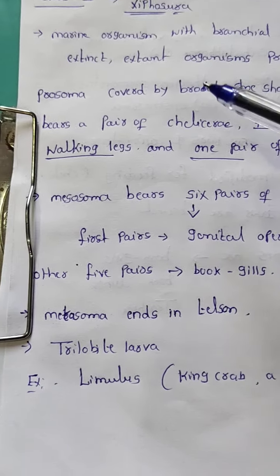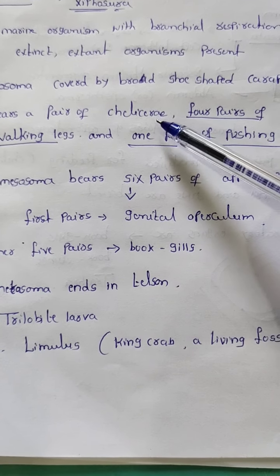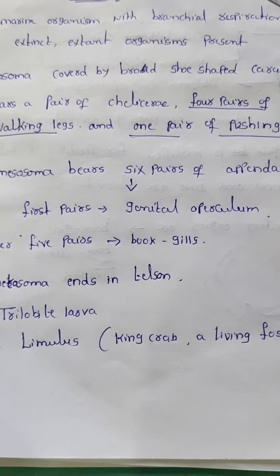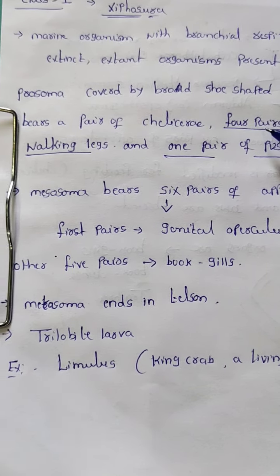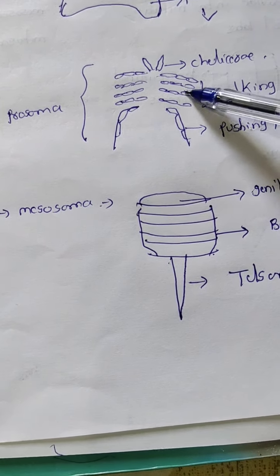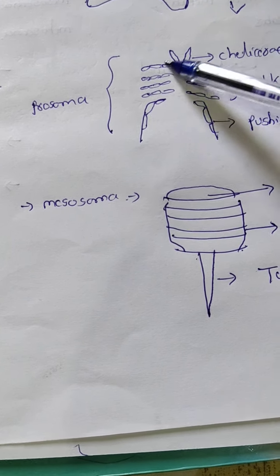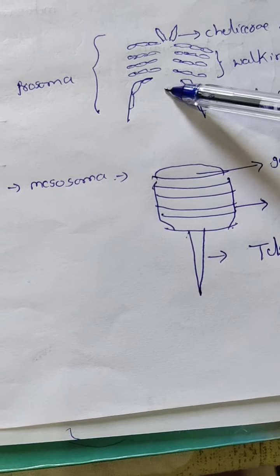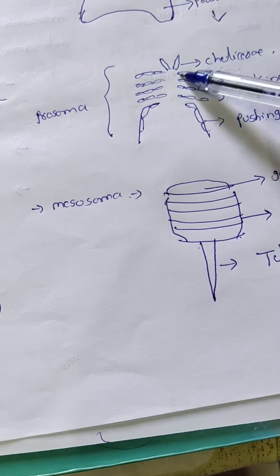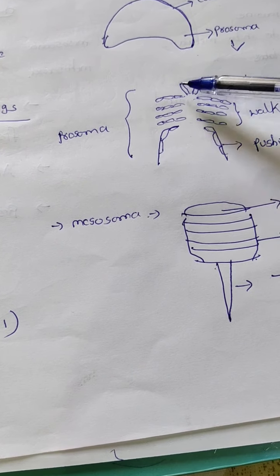Okay, now I already said in prosoma the first pair bears what? Chelicerae, for feeding purpose. Out of 6, the first segment is over. The next 4 segments have 4 pairs of walking legs: 1, 2, 3, 4. And the first pair is the chelicerae. Totally 5 segments are over. The 6th segment has pushing legs. When these legs are pushed, the organism can move forward. That's why in prosoma totally 6 segments are completed.